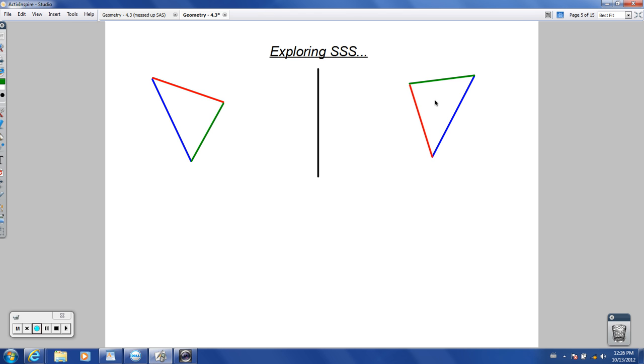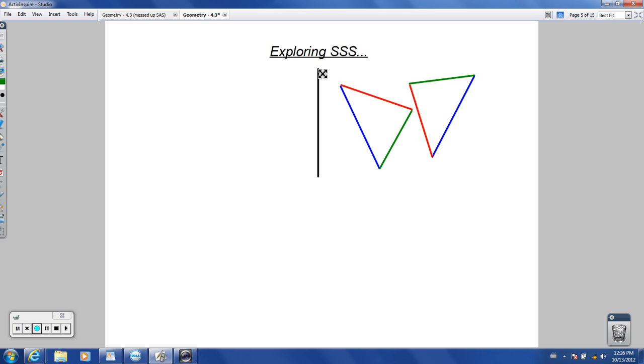Now, is this one different than this one? Is this one the same? That's the question here. Are these congruent or are they not necessarily congruent? So I'm going to pick this one up completely. I'm going to move it over here. See what we got. So does this match up?